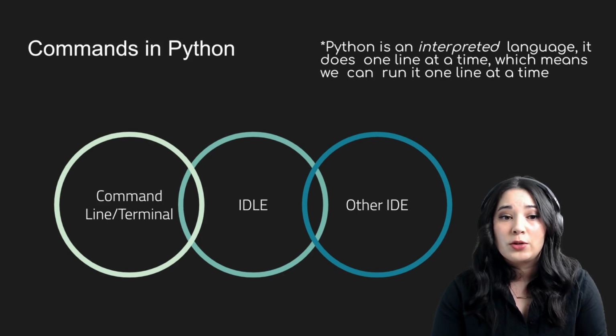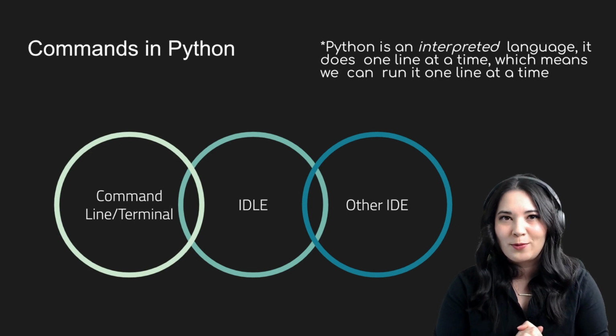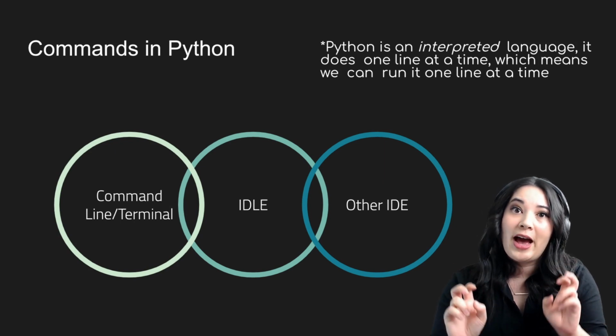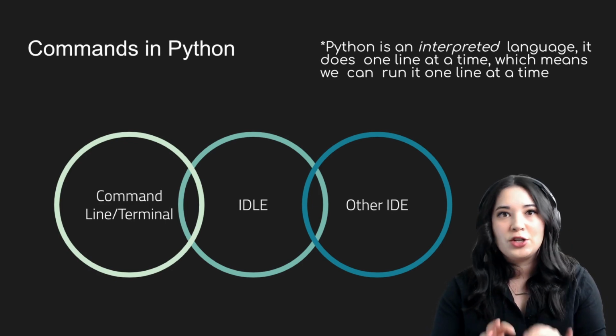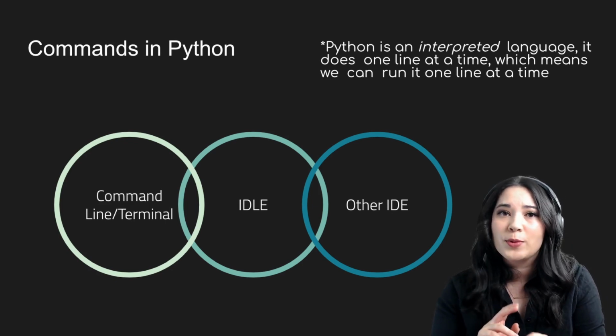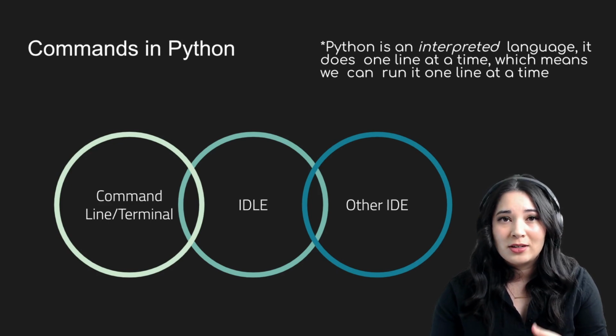One way would be to use command line or terminal. Terminals are probably what you think of when you see a movie of someone hacking the mainframe, where they're typing just vigorously into a black background box with green or white text. One way we can type our Python code is by doing that.